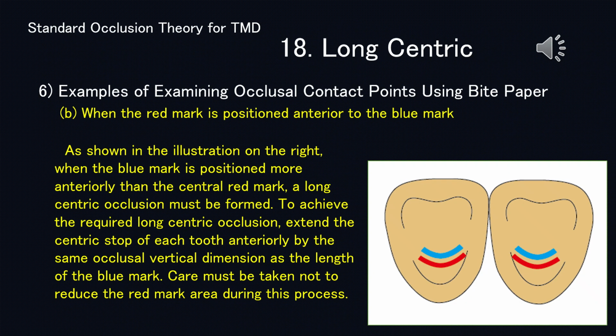B. When the red mark is positioned anterior to the blue mark. As shown in the illustration on the right, when the blue mark is positioned more anteriorly than the central red mark, a long centric occlusion must be formed. To achieve the required long centric occlusion, extend the centric stop of each tooth anteriorly by the same occlusal vertical dimension as the length of the blue mark. Care must be taken not to reduce the red mark area during this process.